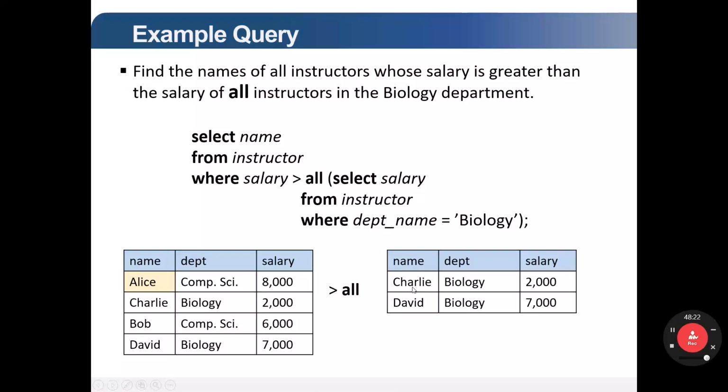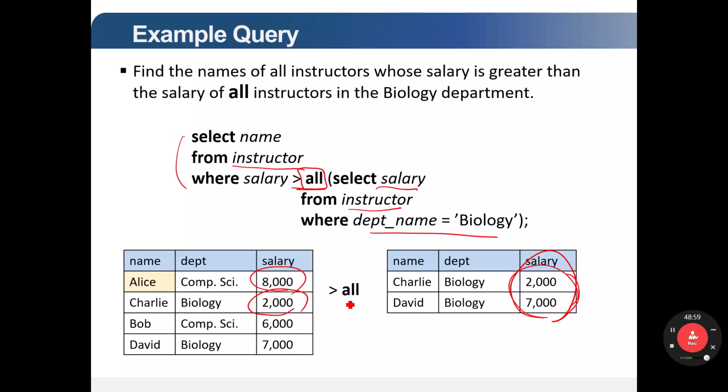Yeah. Another quantifier we can use is this ALL operator. So this query selects biology instructors' salary, 2,000 and 7,000, and we access the instructor table and compare their salary against these two values using the quantifier. So is 8,000 greater than all salaries of the right set? Yes. So this is true. Alice will be selected.